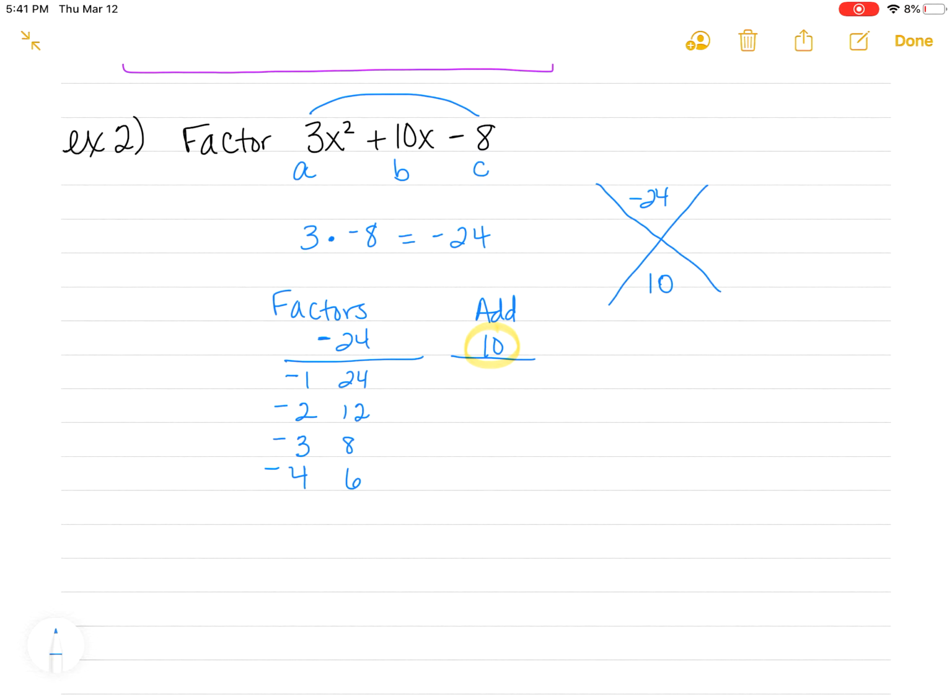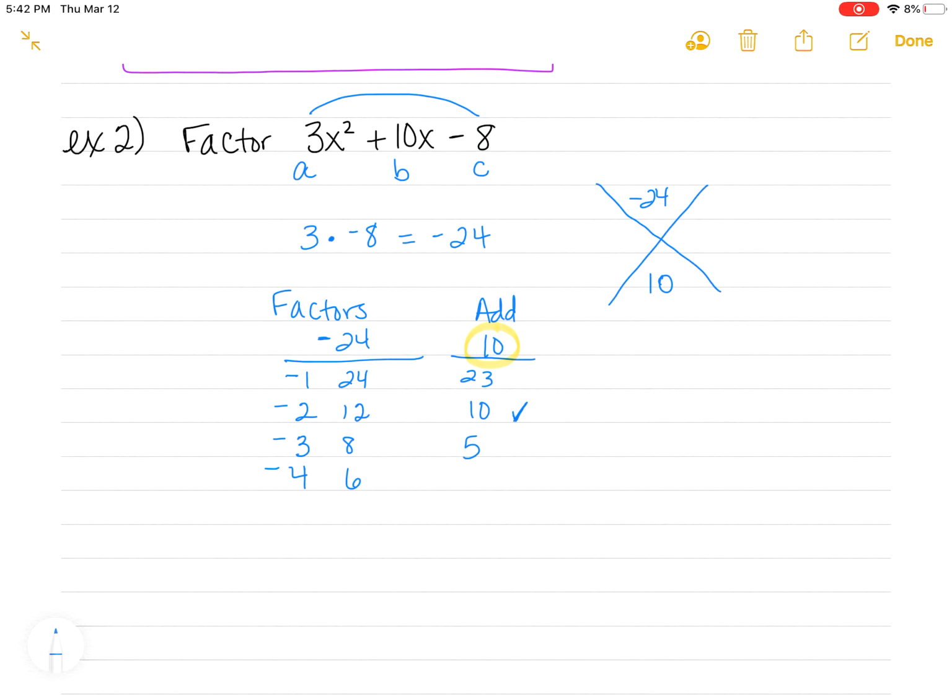So then I'm just going to add them. Negative 1 and positive 24 is 23. That doesn't get me what I need. Right. Negative 2 and positive 12 is positive 10. That works.